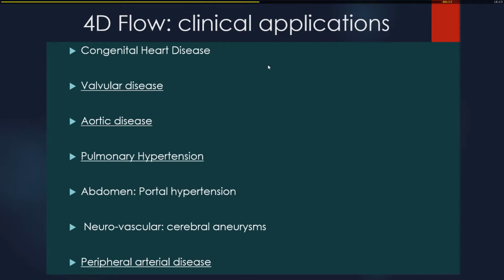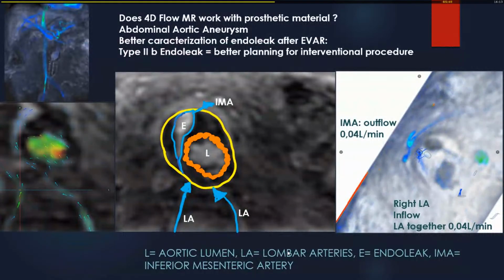Here are some applications. Of course, congenital heart disease is one of the best, and the more the congenital heart disease is complex, the more 4D flow is important and brings new data. You have valvular disease we will see with Dr. Paul, and it's in big progress, but also we have a couple of other applications which are appearing every day: aortic disease, pulmonary hypertension, portal hypertension, cerebral aneurysms, and peripheral arterial disease.